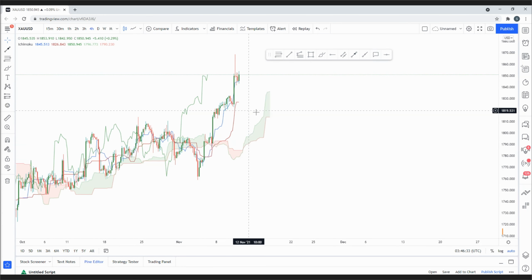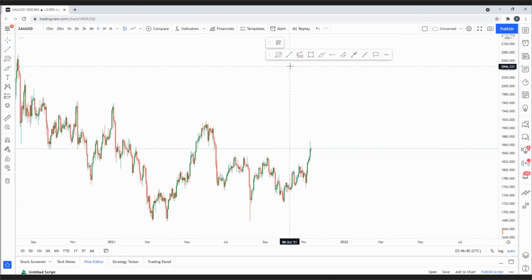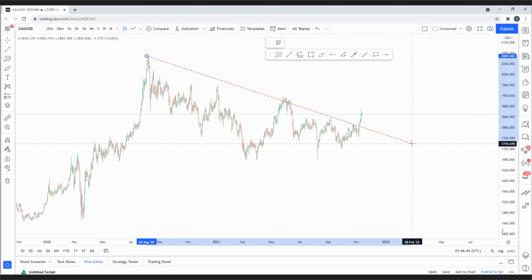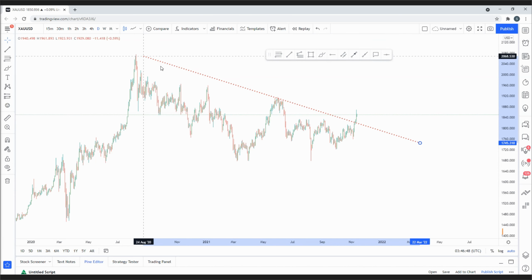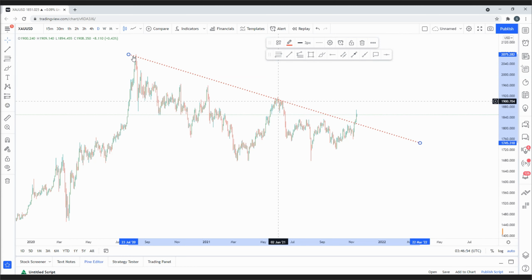Okay, so there's this very big trend line on the daily chart right here, right? You see this trend line right here? Okay, you need 3 points touch as I said earlier. So what we're going to do is we're going to probably do something like that.